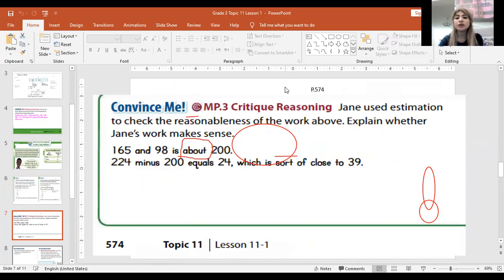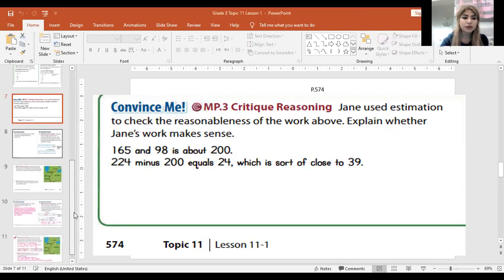Now let's go to question page 574. Jane used estimation to check the reasonableness of the work above. Explain whether Jane's work makes sense. So we use estimating, rounding. We will round 165 plus 98, so it's about 200. 224 minus 200 is 24, which is sort of close to 39. So yes, it's reasonable using rounding.